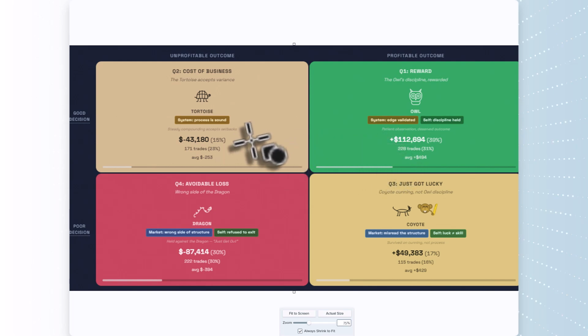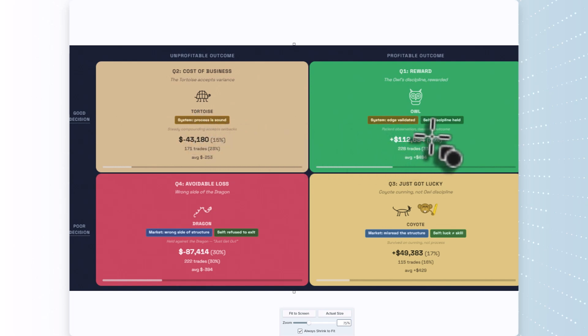His average win was $494. Average loss was $253. 171 trades here, 228 trades there. That's net of fees. So he's got a win rate of 2.5 to 1 and a payoff rate of nearly 2 to 1. Now you like that. So that netted him 112, lost 43, so net 80.